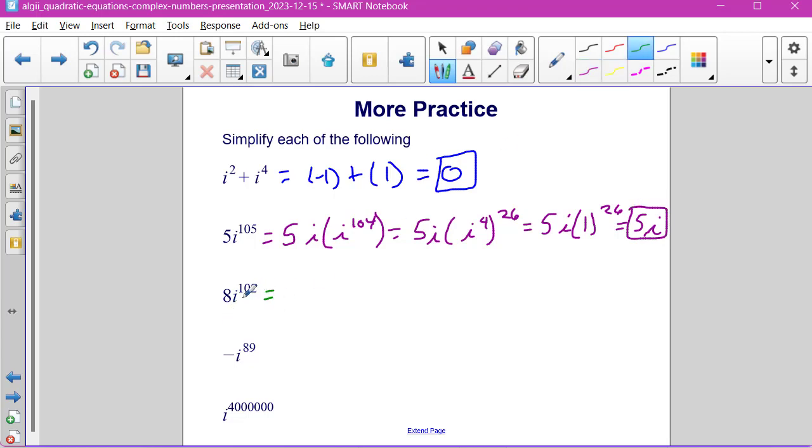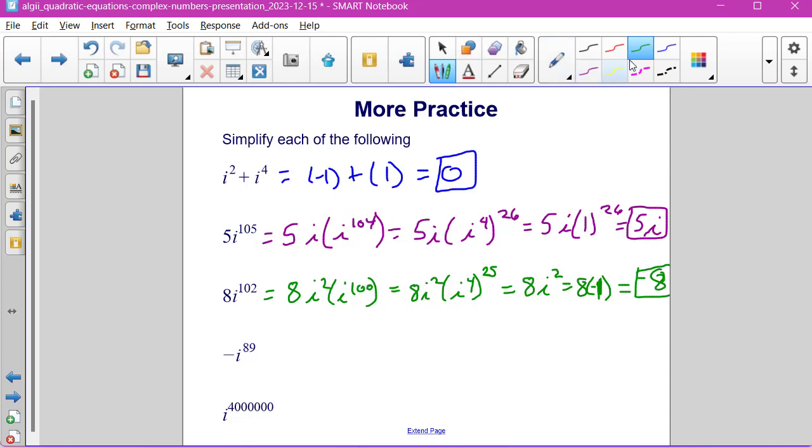Now let's look at our third one. We have 8 times i raised to the 102nd power. So we have 8 times i squared times i raised to the 100th power. Well, 100 is divisible by 4. So we have 8 i squared times i to the 4th, which is 1, raised to the 25th power. It's still 1. So we have 8 times negative 1, and 8 times negative 1 is going to give us negative 8.